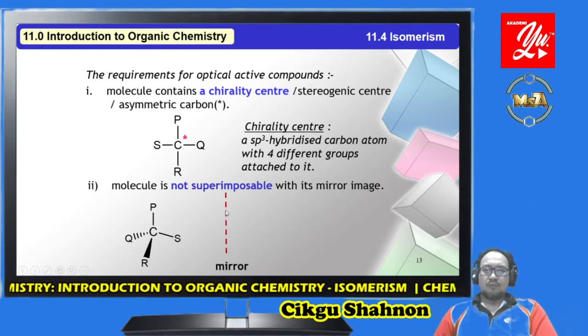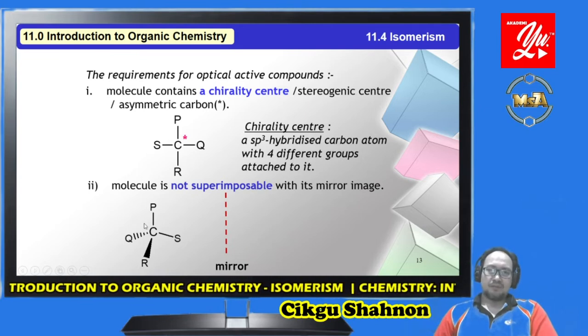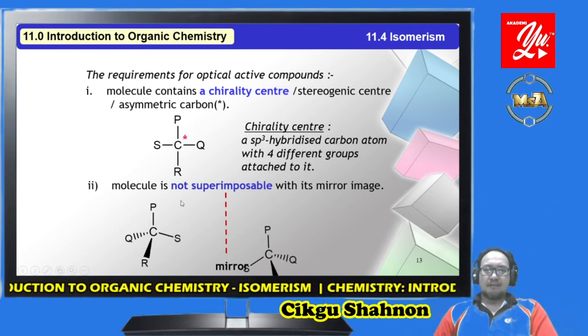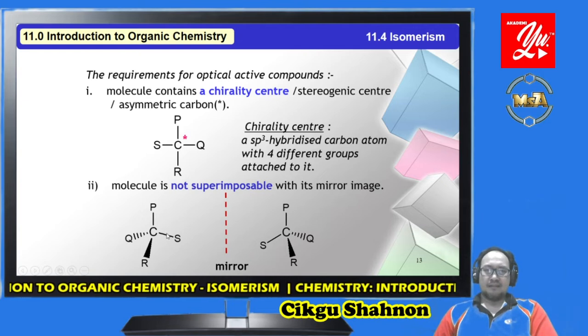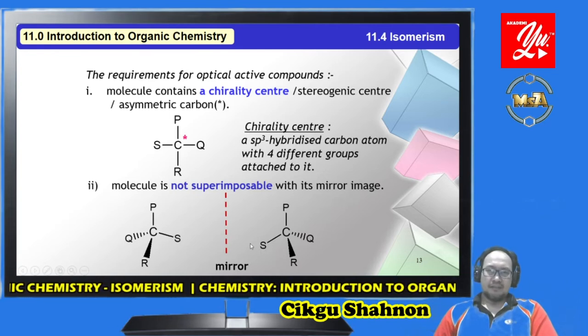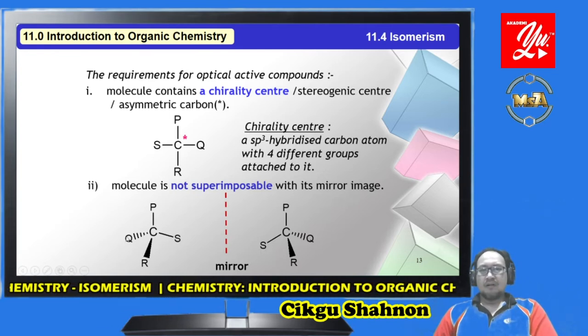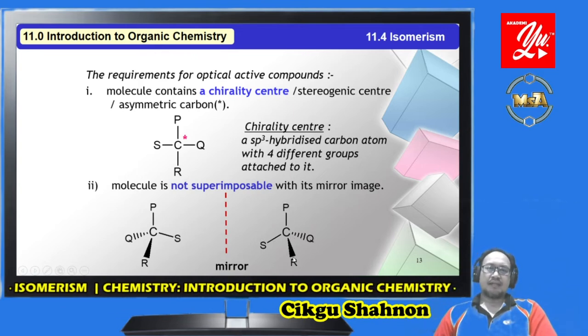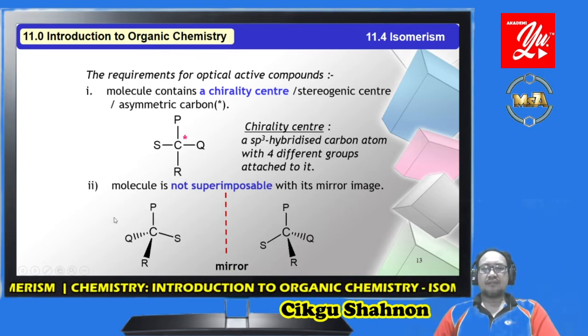Okay, now we try to draw the mirror image of this molecule. Like this. And here, the S near to the mirror, and here also we have a mirror, the S near to the mirror. And this is Q here, and P here, and this is R. Okay, this is the mirror image of this compound.